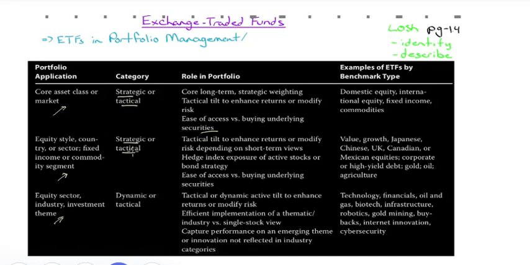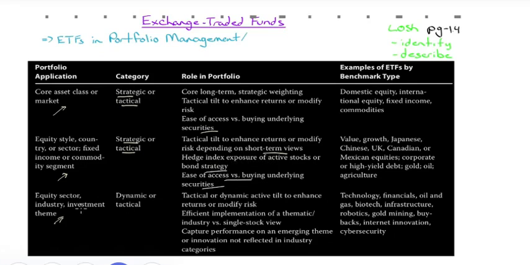We want commodity exposure without having to get into derivatives and futures. ETFs are a great way to get that. Tactical tilt to enhance returns or modify risk depending on short-term views. Hedge index exposure of active stocks or bond strategy, ease of access versus buying the underlying securities.